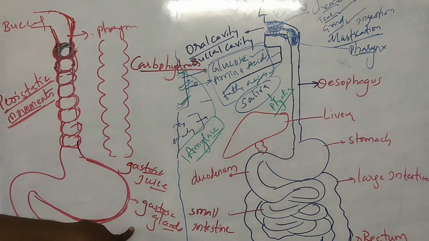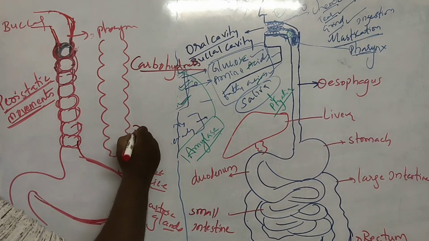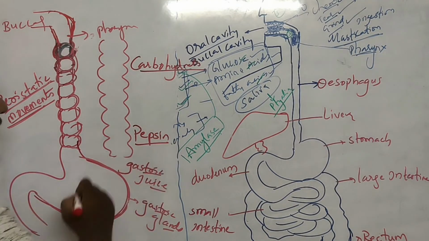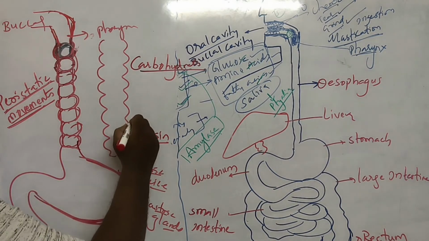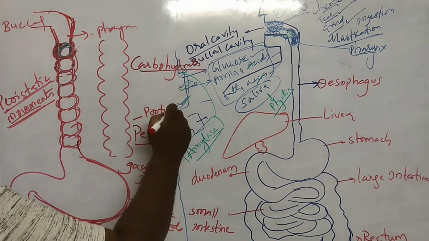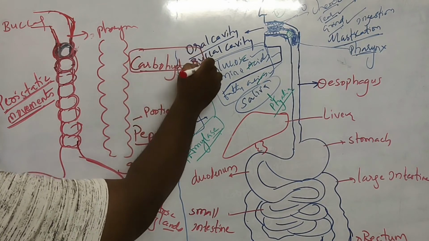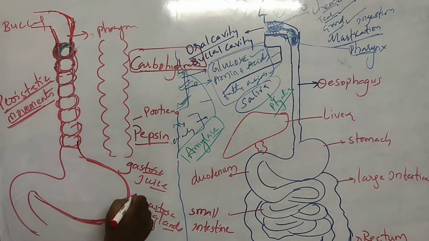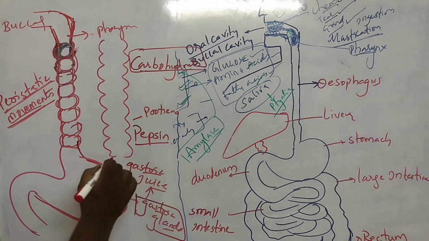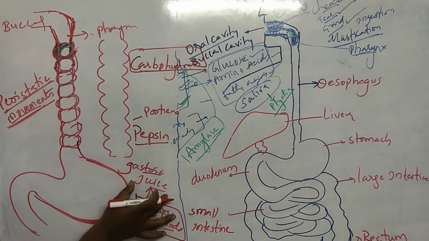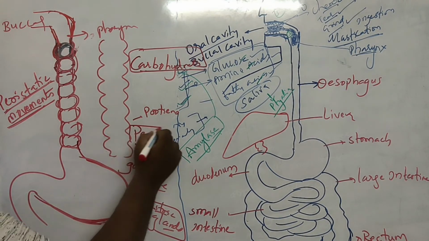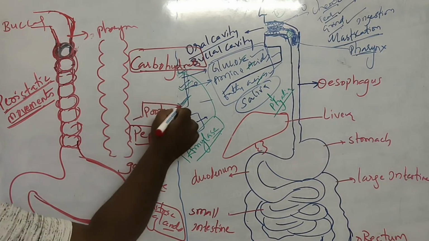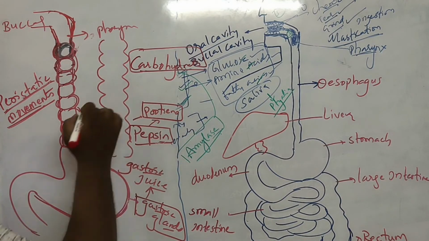So what does the gastric juice secreted by the gastric glands contain? It contains an enzyme called pepsin, which will act on the proteins. Already we have seen that amylase acts on carbohydrates, and it is secreted by the salivary glands. Now the gastric glands are secreting gastric juice, and this gastric juice contains pepsin, which acts on proteins. So it is helping in the digestion of the proteins.